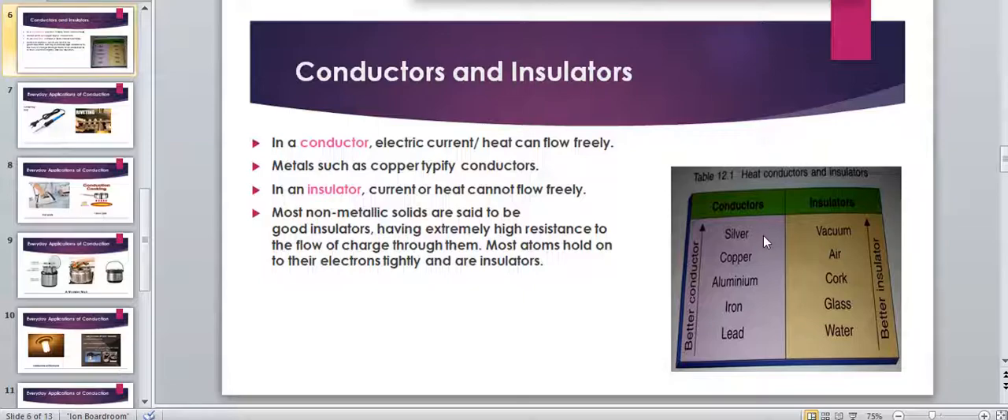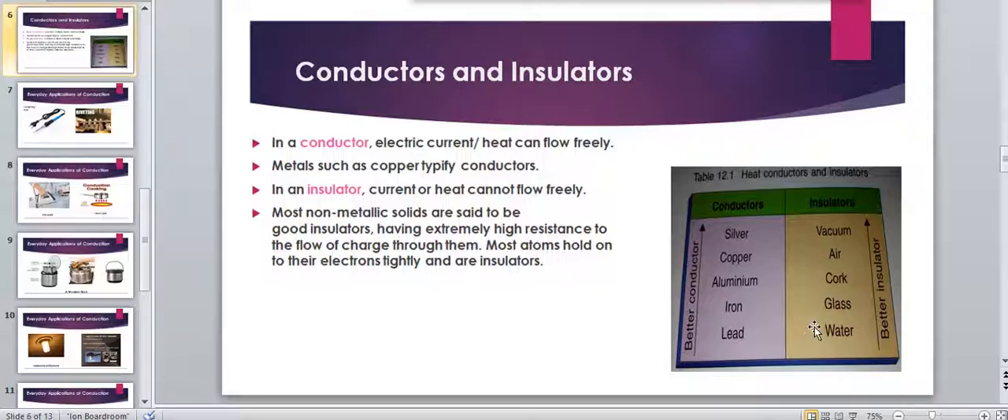As you can see here in the diagram, this is basically the list of conductors and insulators, starting from bottom to top. The good conductor is lead. Iron is better than lead. Aluminum is better than iron. Copper is a better conductor of heat than aluminum, and silver is the best conductor among all of these metals.